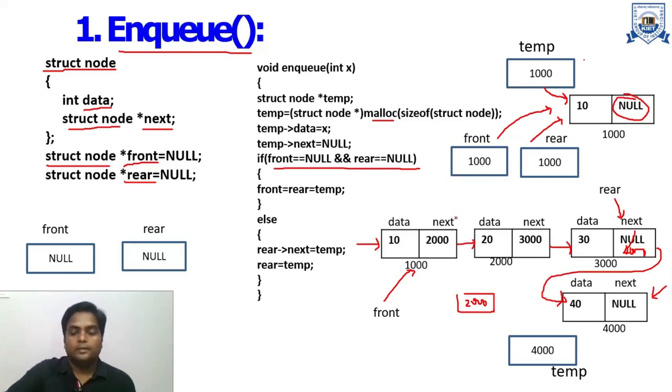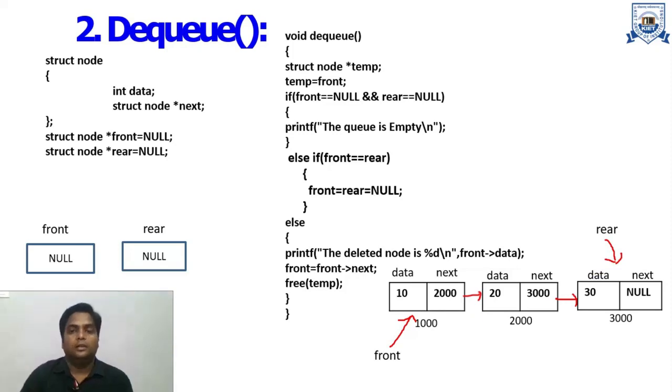Okay, now we will move towards the next operation, that is dequeue operation. So again this is the structure of a node. Let's suppose we have 3 nodes available in linked list, and we want to perform dequeue operations. So we know that when we are using queue, then the dequeue operation will always perform from front end.